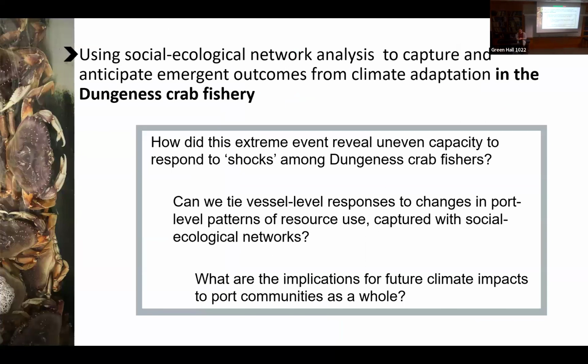So for my work, we wanted to first dig into some of those uneven impacts between large and small scale operators by asking whether they might correspond to differences in how people responded to the closures. And then we had this hypothesis that because the crab fishery is so important to port communities, and this was such an extreme closure, we wanted to see if we could capture significant changes to patterns of resource use at the port level using social ecological networks. And by doing so, we could then apply some network theory to try to understand what the potential implications were for future climate impacts based off of the changes we observed in 2016.